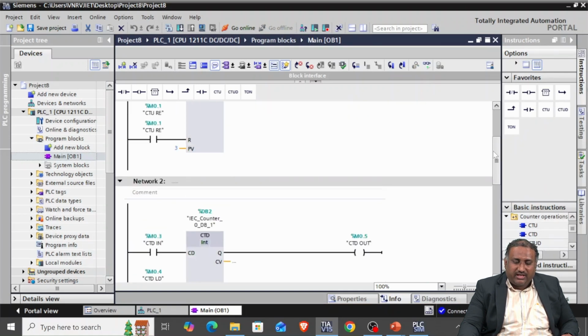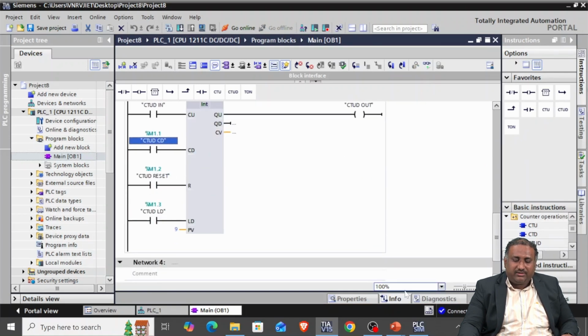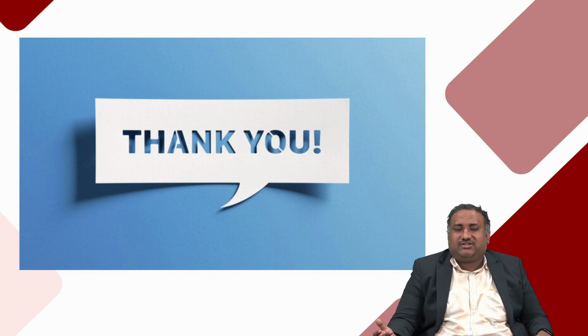So this is about the up counter, down counter and the up down counter. In the next lecture, we will be discussing a few applications of counter programs.